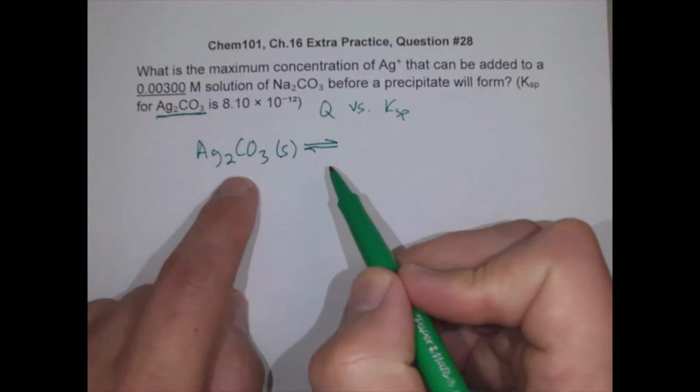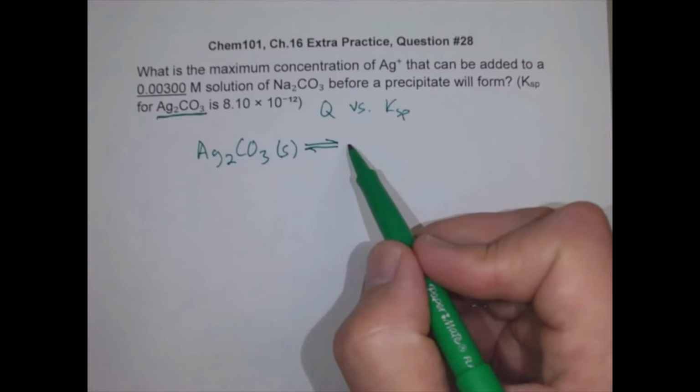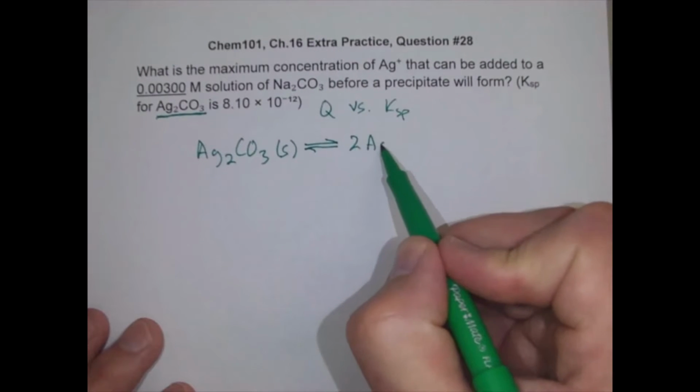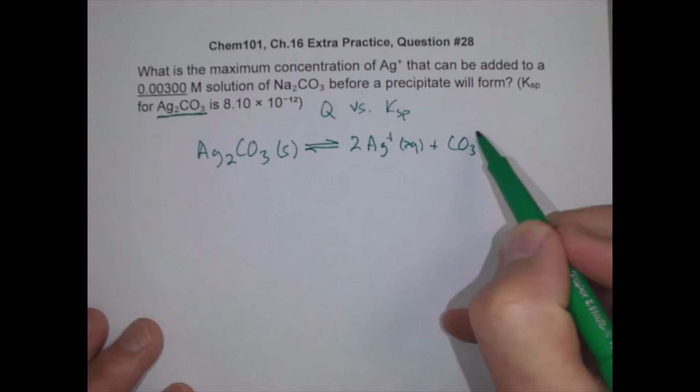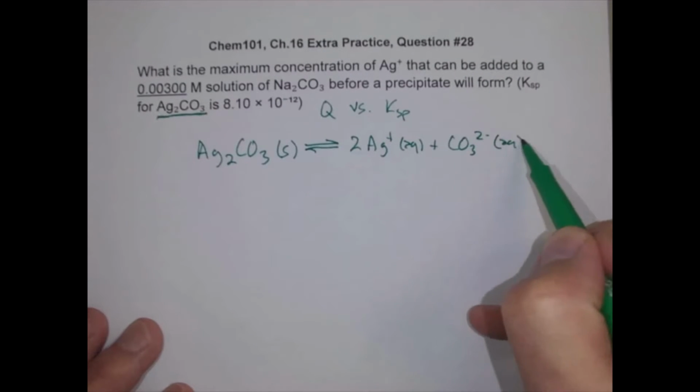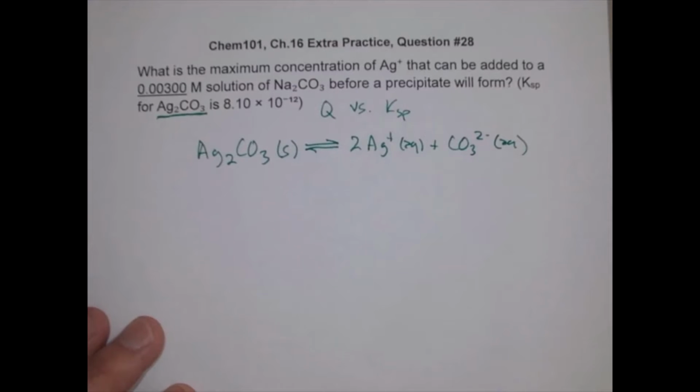All right, so if this solid is present in solution and it does dissolve, we get two silver ions, aqueous, and we get a carbonate ion, aqueous. Okay, so that's one important thing to keep in mind.